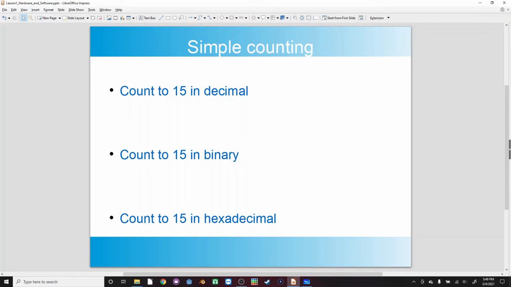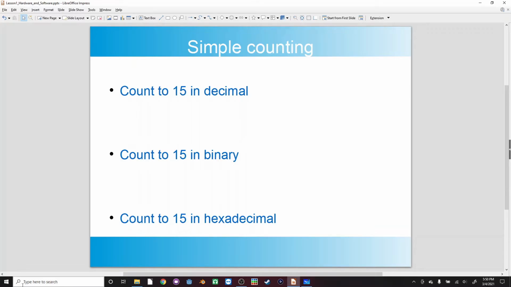So before we get any further with the binary and bits and bytes, let's just count in decimal, binary, and hexadecimal. There's a reason I'm having you do hexadecimal in a second. Hexadecimal is actually very common in low-level languages, but it's also extremely common in image processing or dealing with images.